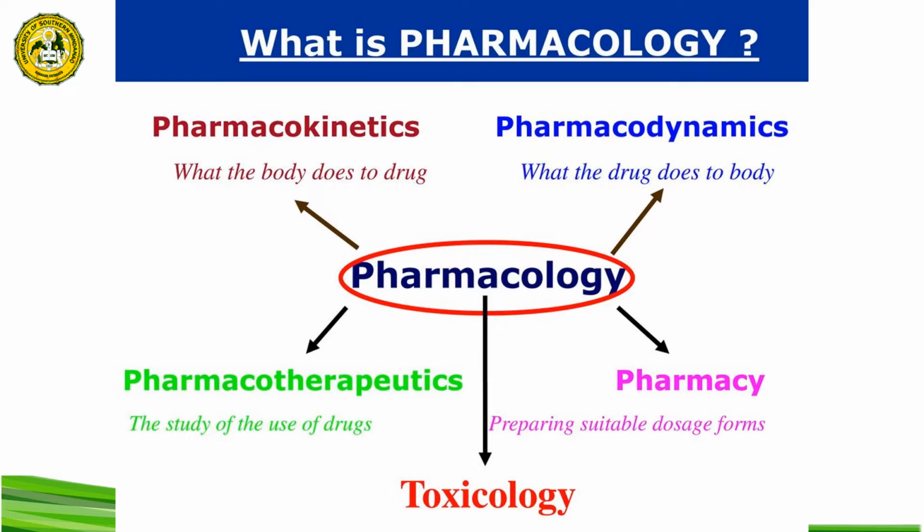When we say pharmacotherapeutics, that is the study of the use of drugs. And when we say pharmacy, that refers to the process of preparing suitable dosage forms. Of course, when we say toxicology, that refers to the study of poisons.